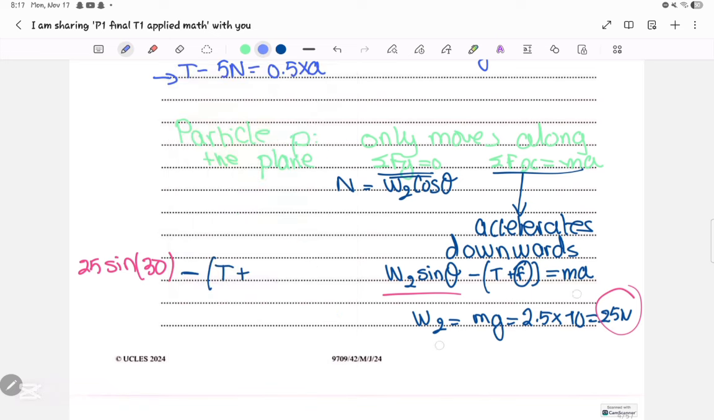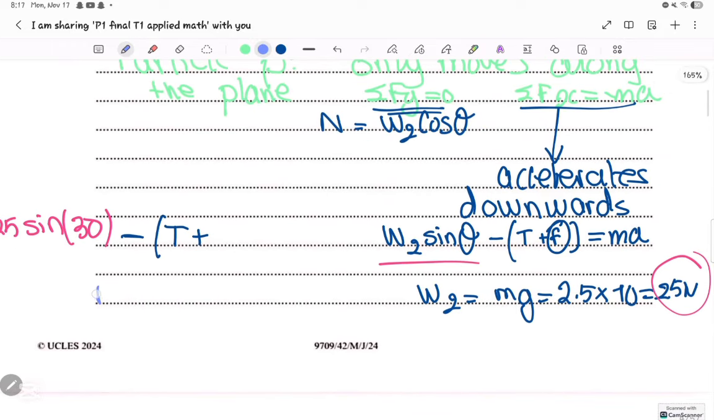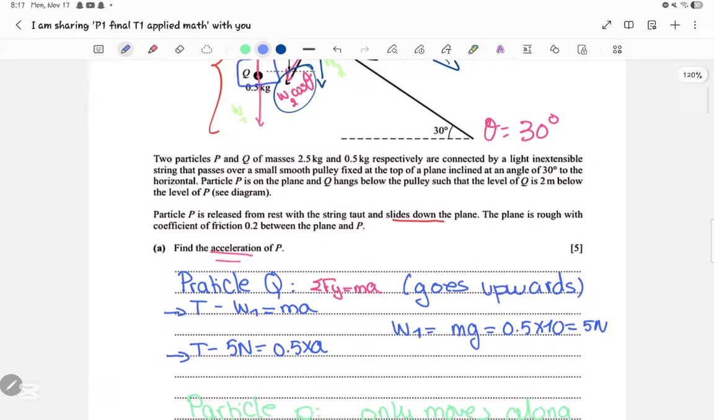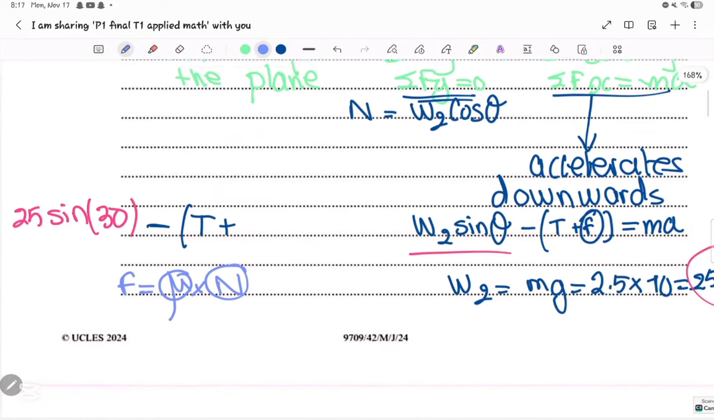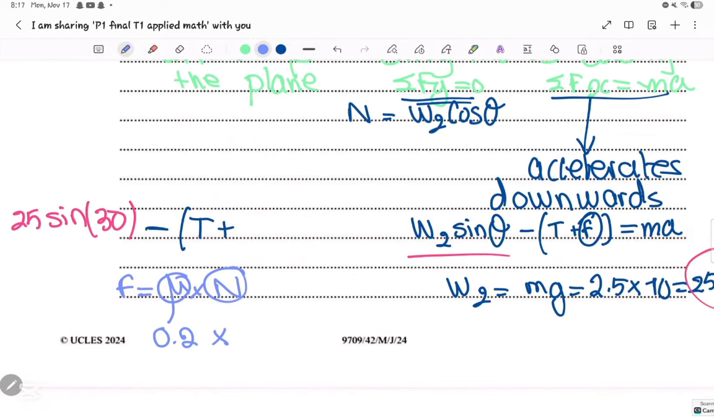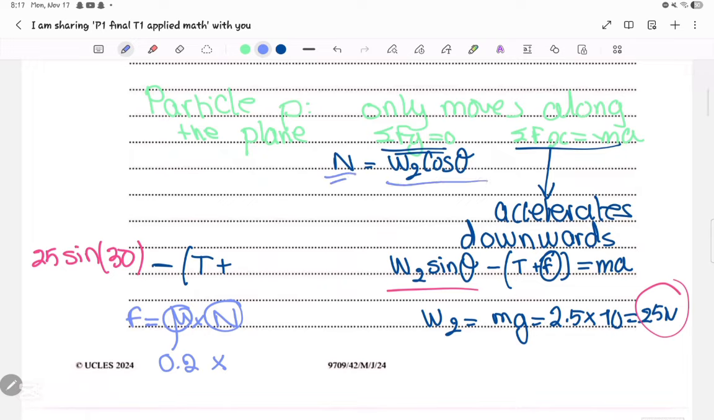What do we know about friction? Friction is equal to mu times normal. Mu is the coefficient, normal is normal. They gave us mu to be 0.2. So it's going to be 0.2 times the normal push. My normal push is W2 cosine theta, so 25 cosine 30. This is my friction. So 0.2 times 25 cosine 30, I'll get my answer to be 4.33. So tension plus 4.33 is equal to the mass, which is 2.5, times acceleration.